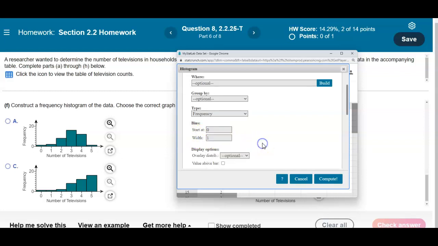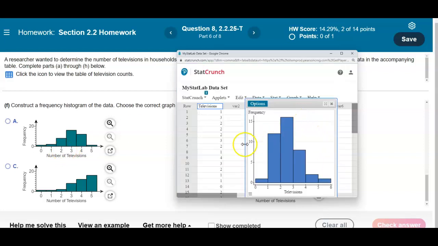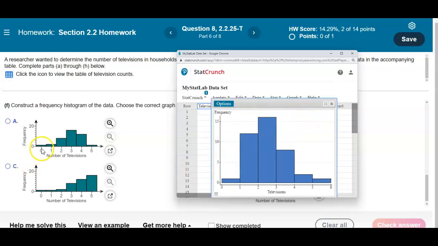I want to get something that's pretty close to what this looks like in my result. So when I select compute, it's going to give me a histogram. Now, if you notice here, the 0 and the 1 and so forth are in the middle of the bar. But in this case here, it's not. But still, it's given us the shape of what we want.